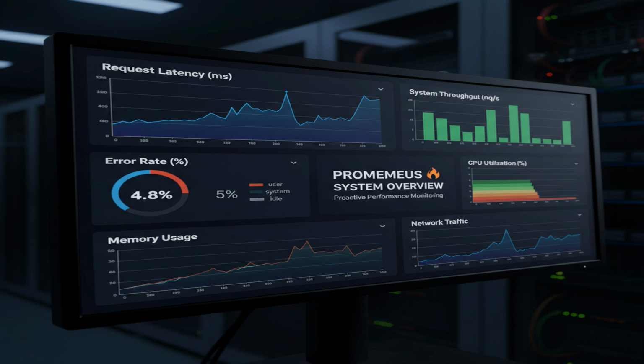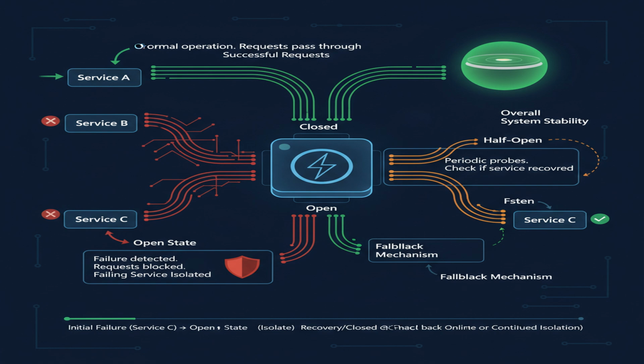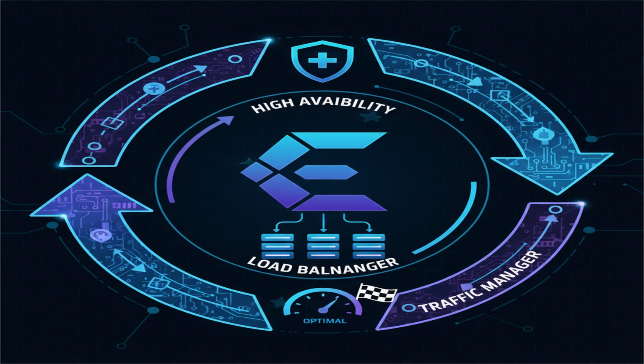seamless user experience. Prometheus collects system metrics, including request latency and error rates, providing insights into system performance and helping identify potential bottlenecks proactively. We implement circuit breaker patterns to prevent cascading failures, isolating failing services, and preventing them from impacting the overall system stability effectively.